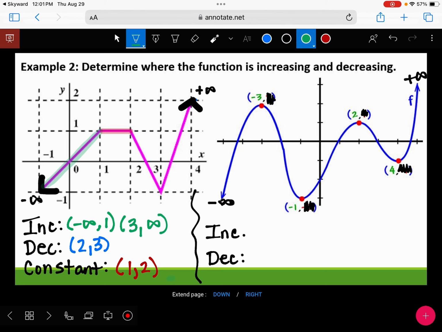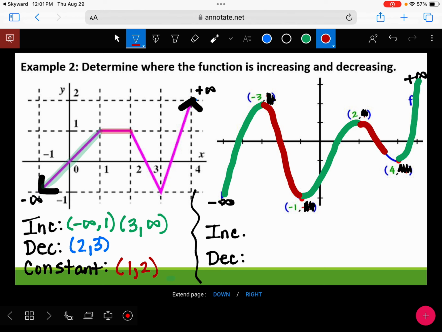I'm going to trace them. So this is increasing. So this part of the graph is increasing. This would be increasing. This is increasing. And it decreases from here to here and from here to here. Who had that? All right, so let's go ahead and write them as intervals.